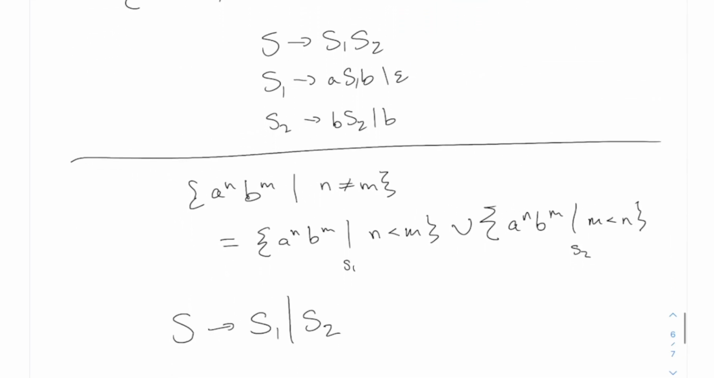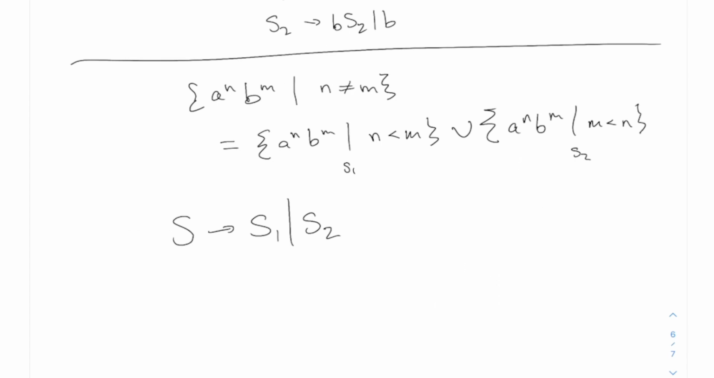Now that itself has several parts, but rather than more S1s and S2s, since this has extra B's, I will say S1 goes to A S1 B or T, and then T goes to B T or B. You do this one over and over, which makes an equal amount, and then you shift over to T, which just makes a bunch of extra B's.